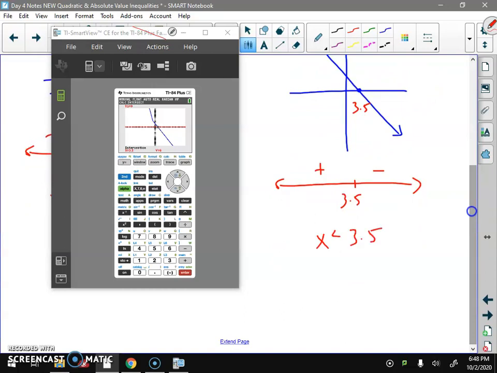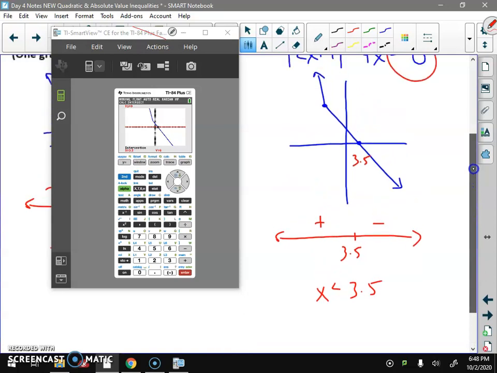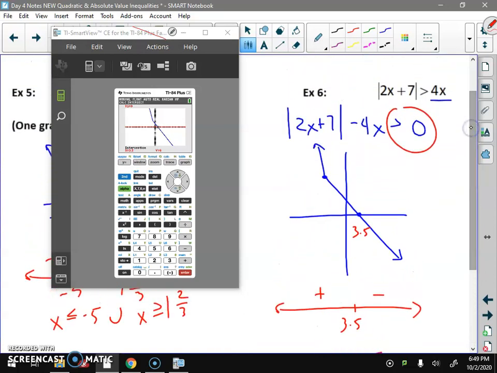I want the pluses. I could always numerically check, throw a 0 into the original. 0 plus 7 is 7. 0 times 4 is 0. Is 7 greater than 0? It sure is. Throw a 10 in. 2 times 10 is 20. Plus 7 is 27. Is 27 greater than 40? It sure is not. So that's graphically what happens with that 4x term on the right that we starred analytically. That's how it works graphically.